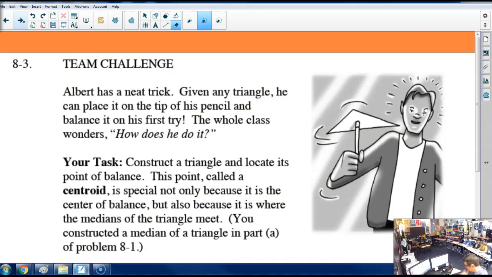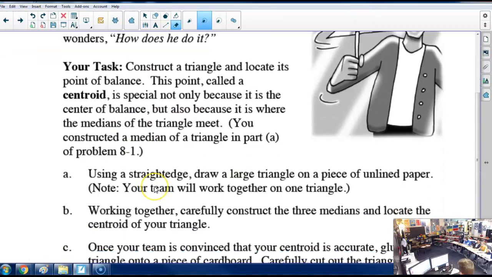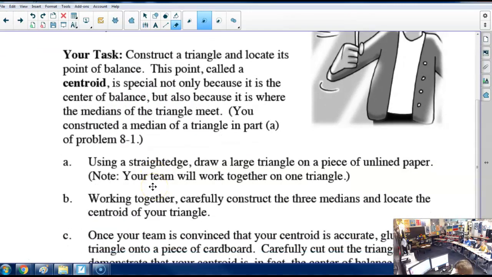So we need to remember from yesterday, I'm going to go ahead and skip 8-3, actually, the centroid. So we don't have an 8-3 on our paper. We're going to come back to 8-3. So hear me when I'm saying we're skipping it. And we're just going to make separate triangles all on our own. And we're going to see, can we make our triangles balance? So we'll come back to that.